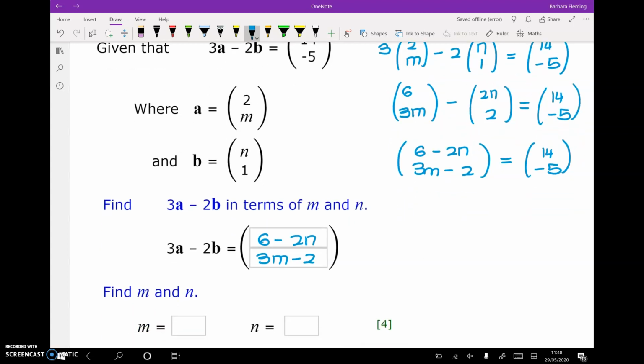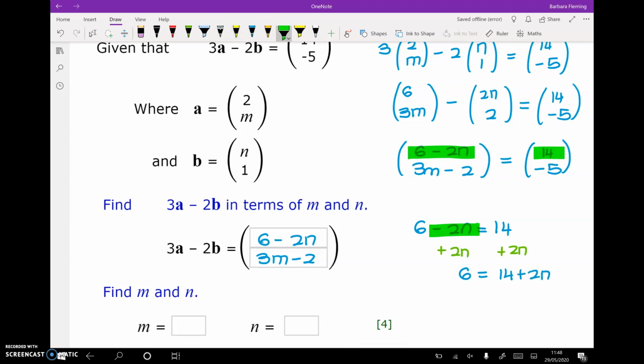Okay, and we want to find the values of m and n here. So we can actually just set up, we know that this top line should come to 14. So we could just set these two up separately. 6 minus 2n equals 14. So solving that, think about it like an equation. What you do to one side, you do to the other. Let's get rid of that awkward negative. Plus 2n, plus 2n will give us 6 equals 14 plus 2n.